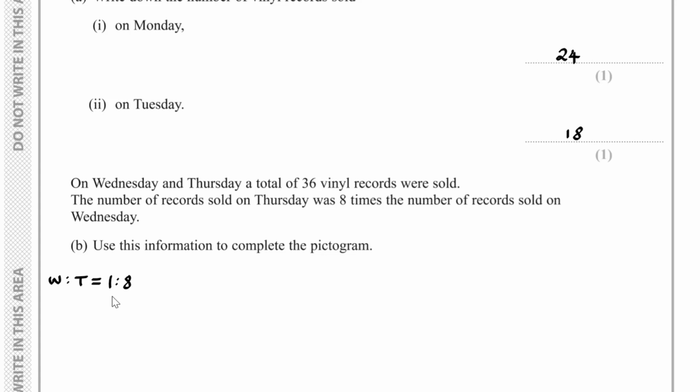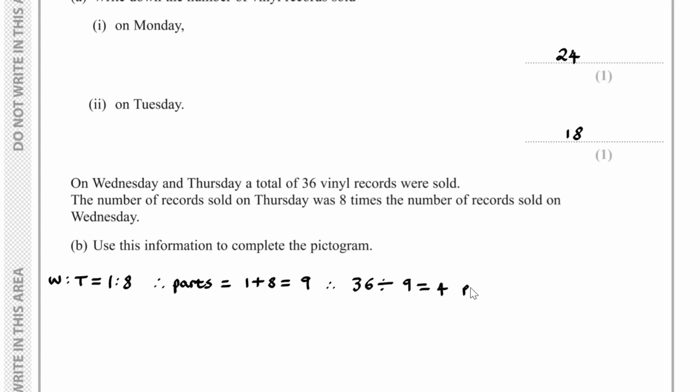So we want to find out how many vinyls were sold on Wednesday and Thursday before we can draw the pictogram. So we see over here that there's 36 vinyls which were sold altogether, and this 36 is split into this ratio here. So here we can find the total number of parts. The number of parts is equal to 1 plus 8, which is 9. And therefore, the amount per part will be 36 divided by 9, which is 4.